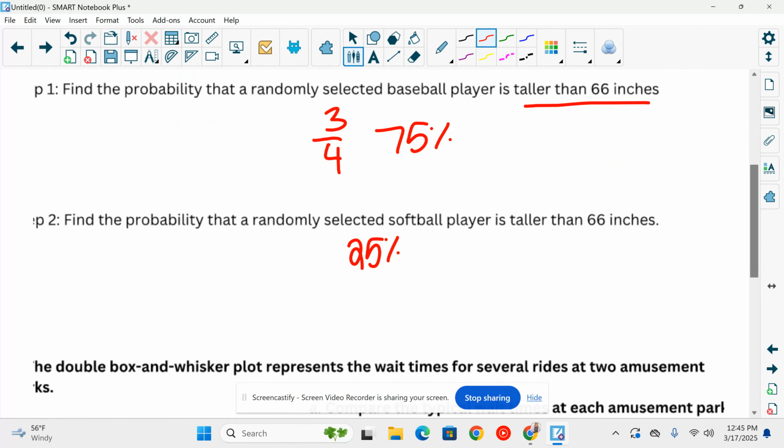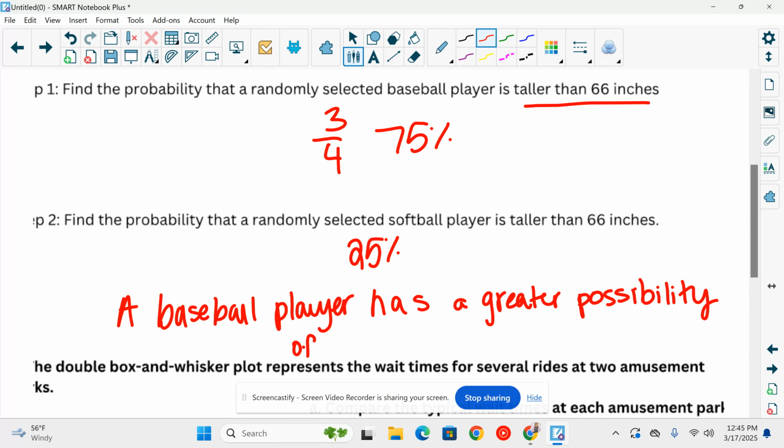So how do the probabilities compare? Who's more likely? All you would have to say is a baseball player has a greater possibility of being taller than 66 inches, right? And then there's our comparison.